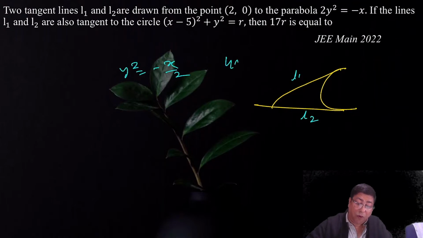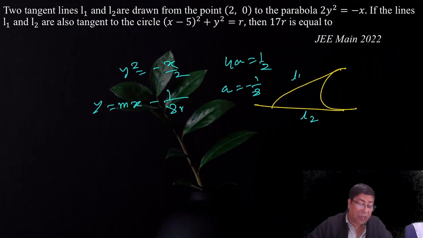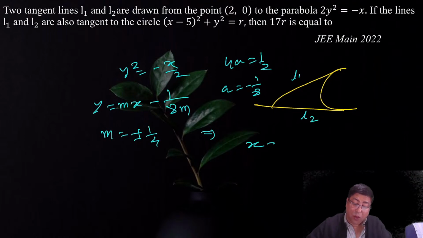So where 4a equal to half, a equal to actually minus 1 by 8. A is negative. Now, y square equal to minus x by 2. So, y equal to mx plus a by m, actually minus 8 by m. And this tangent is passing through (2, 0). It means if we put (2, 0), we are getting m equal to plus minus 1 by 4. Therefore, one tangent is x minus 4y minus 2 equal to 0, I am taking one value.